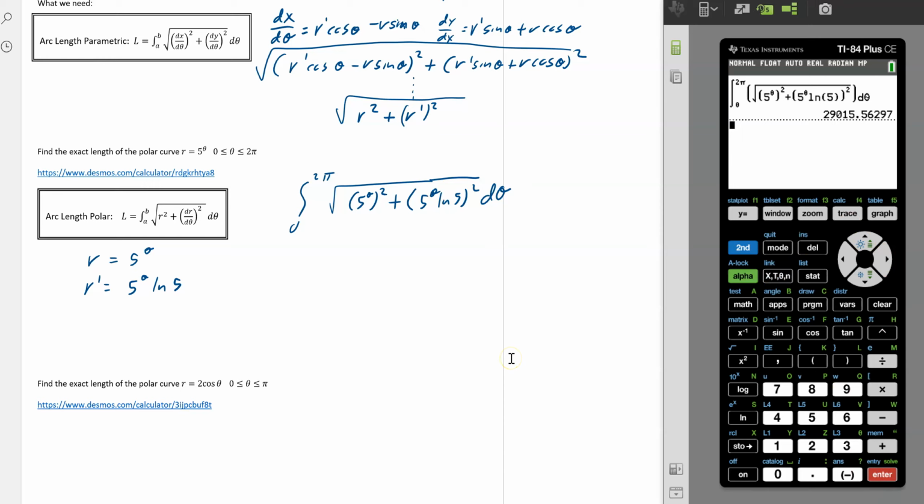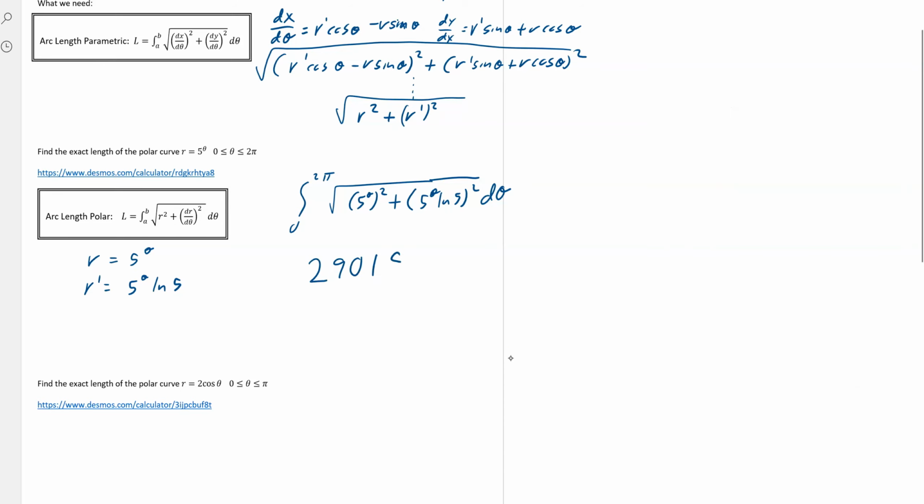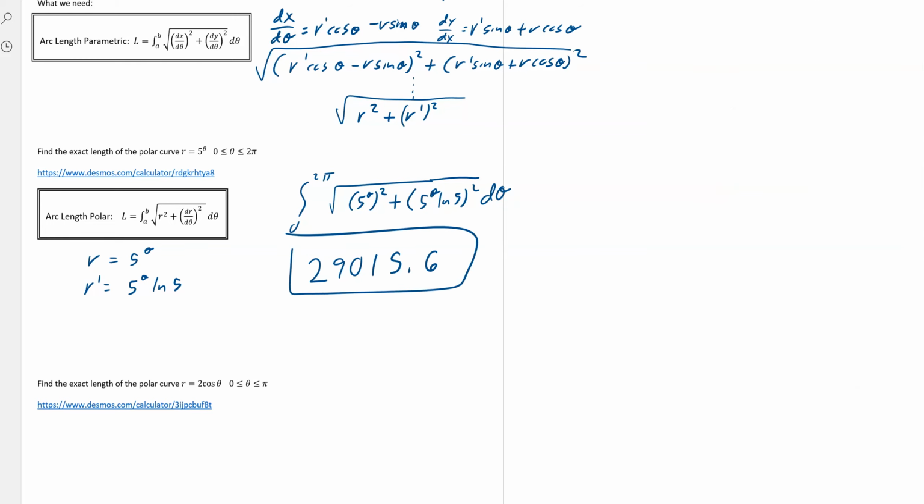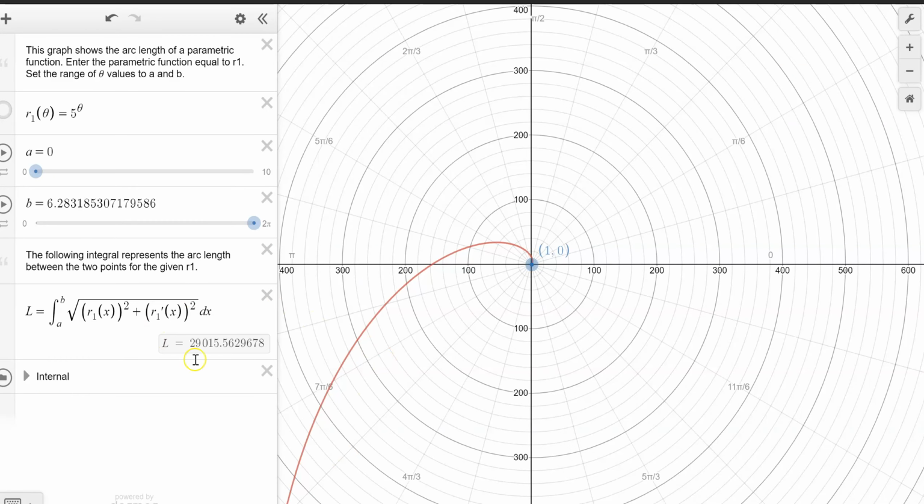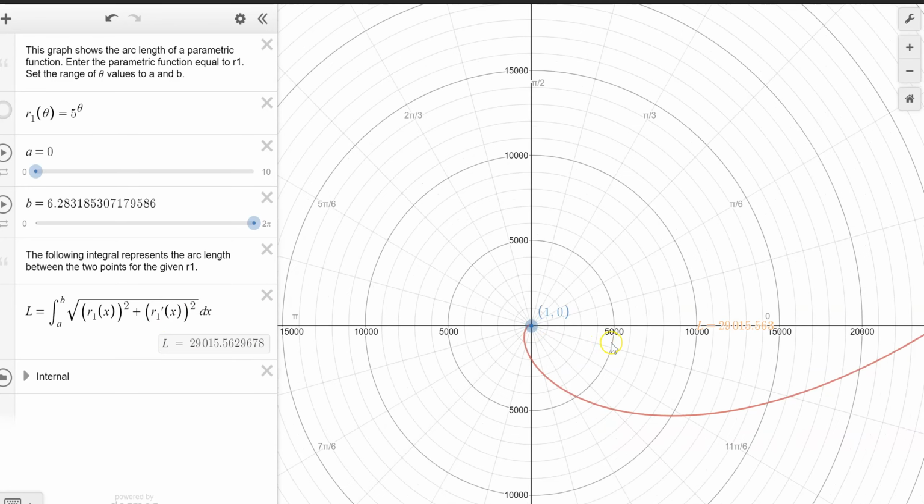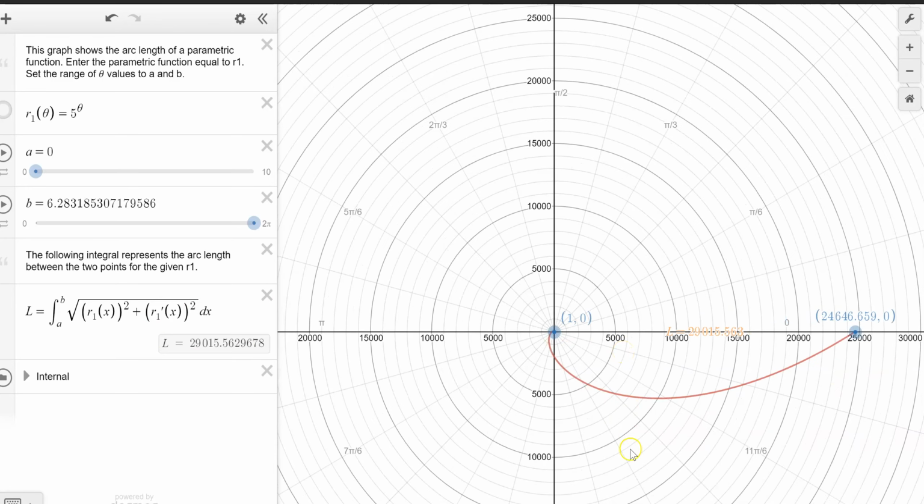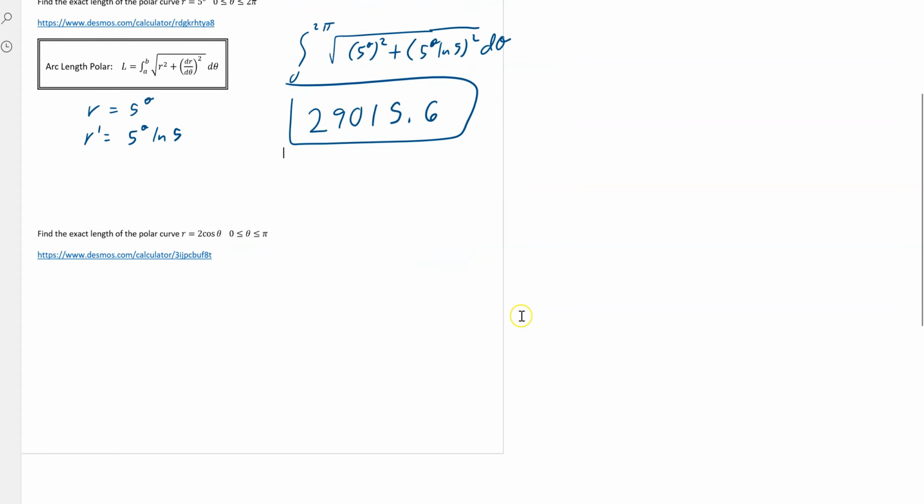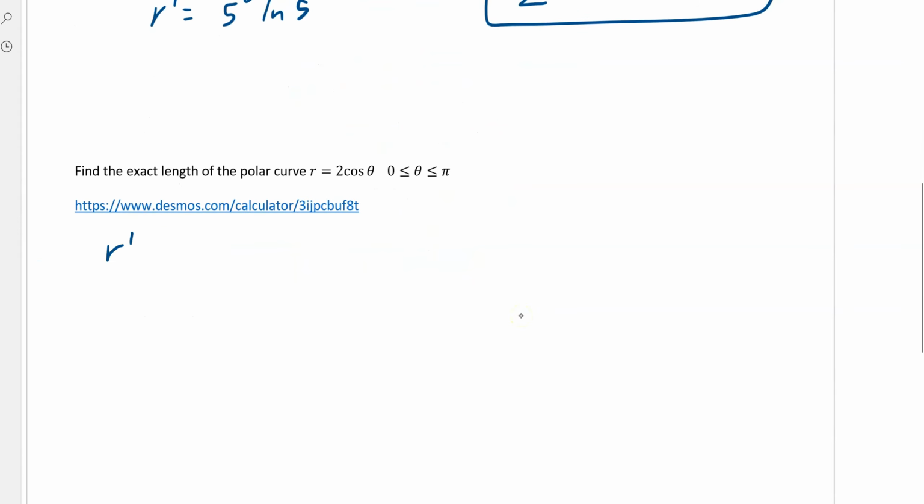You can see there's our 29,015. Let's put at least one decimal on there, 0.6 would give us our arc length, which matches what we had here. So the length of that arc is 29,015.5629,678. So you could evaluate the integral if you want to find the exact value, but like I said, we're doing the approximate here because I don't have enough room. We'll do exact on the next one. So all you're doing is finding r prime and r, which we already are given, and you're plugging them in and evaluating the integral. So this one, we need to find r prime.